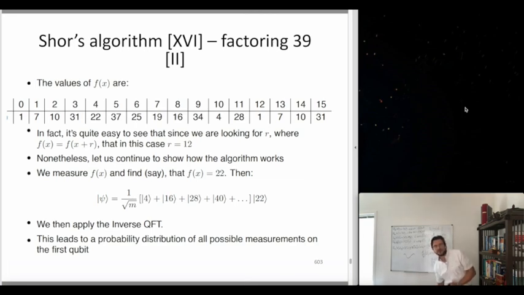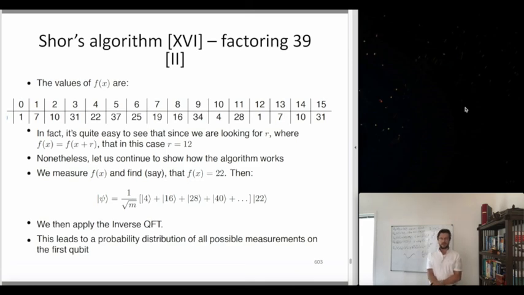So the values of f of x in that case depend on where you are. If you have 0, it's 1. If you have 1, it's 7. If you have 2, it's 10, and so on. And in fact, it's quite easy to see, since we're looking for r, that the period in that case is 12. Why so? Because if you look at the first one, 0 gives you 1, and 12 again gives you 1. So this is the recurrence of the signal. So this is where we find periodicity. Anyway, this is not something we know, this is just something for demonstration here.